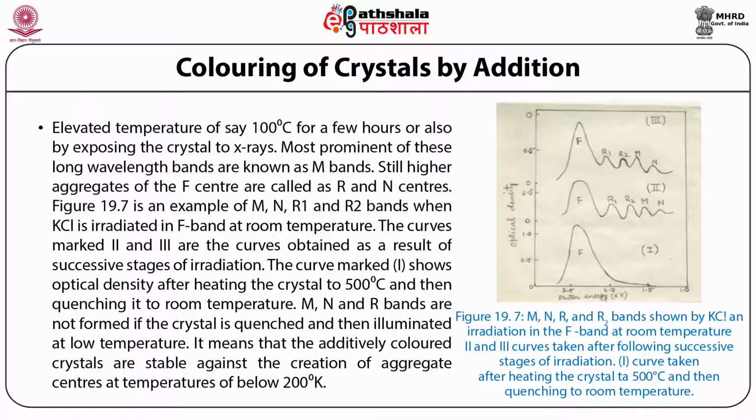It means that the additively colored crystals are stable against the creation of aggregate centers at temperatures below 200 degrees Kelvin. Figure 19.7 shows M, N, R1 and R2 bands as shown by KCl on irradiation in the F band at room temperature. Second and third curves are taken after successive stages of irradiation. Curve number 1 is taken after heating the crystal to 500 degrees centigrade and then quenching to room temperature.